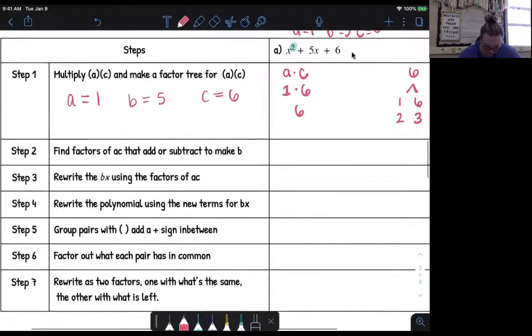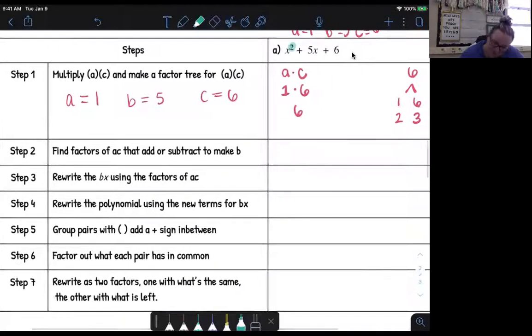Step 2, find factors of A times C that add or subtract to make B. So factors of 6 that add or subtract to give us 5.